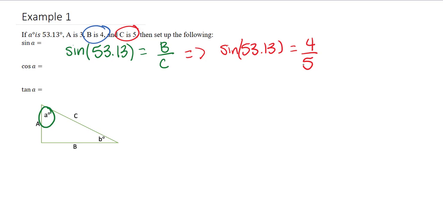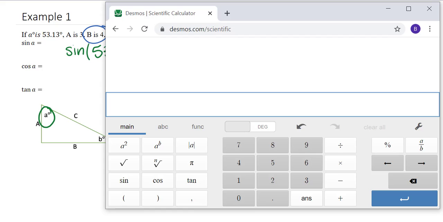So let's get our calculators out. And I'm going to show you this really cool thing, the scientific calculator that you can find on any browser. So Desmos, the scientific calculator, I really like it a lot. So if we were to go sine of 53.13, close the bracket, and let's press enter. It gives us 0.79999, and it continues on. So really close to, if you were to round to the nearest hundredth, it'd be 0.80.